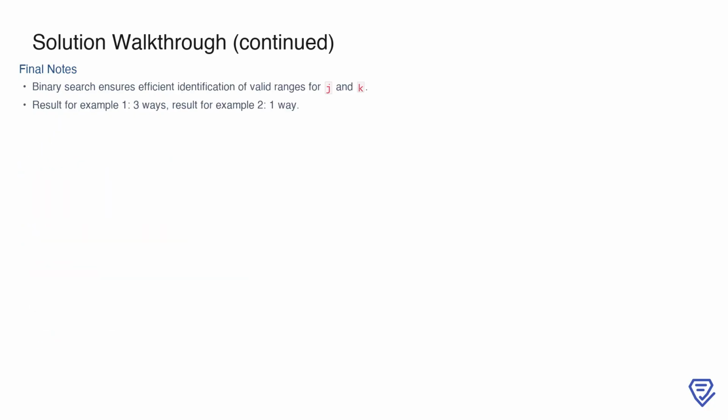The key to solving this problem efficiently lies in the use of binary search. By leveraging bisect_left and bisect_right, we can quickly identify the valid ranges for j and k that satisfy the conditions for splitting the array. For example 1, the total number of ways to split the array is 3, while for example 2, it is 1. This method ensures that we achieve the solution in an efficient manner, even for larger input sizes.